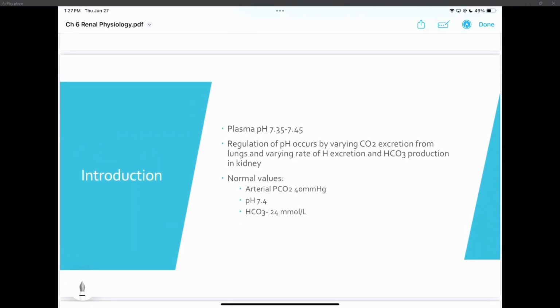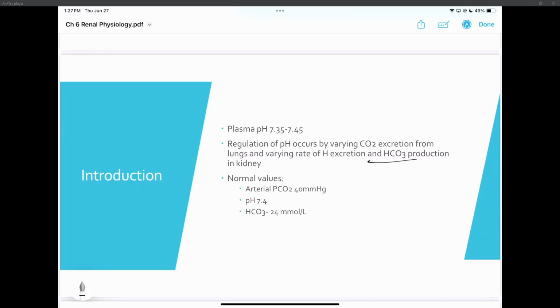Our pH is regulated by our breathing, getting rid of CO2, and via our kidneys by varying the hydrogen excretion and obviously bicarb production in the kidney. The kidneys will also create bicarb as well. So I know we have bicarb with the whole carbonic anhydrase formula. Make sure you understand that. Where does the reaction occur, and in what direction, depending on if you're in the lungs or in the tissues?